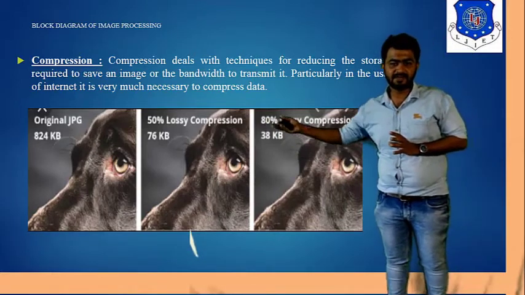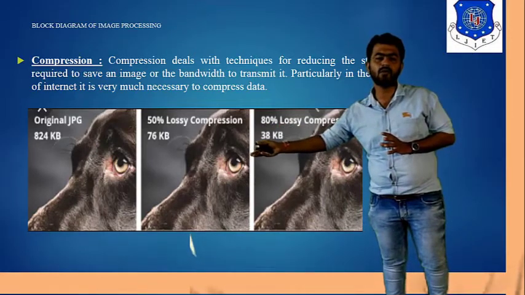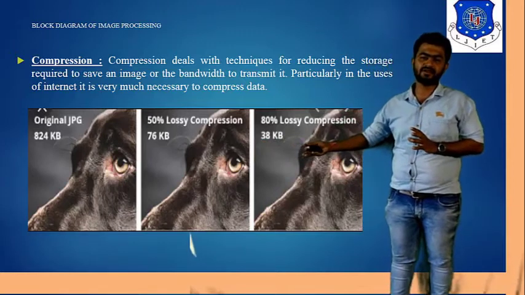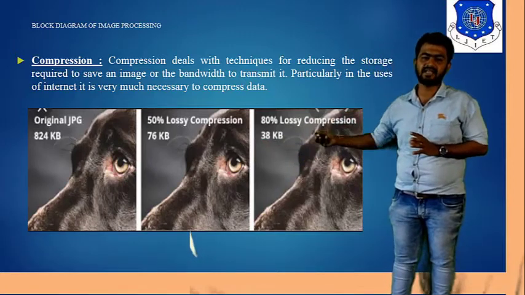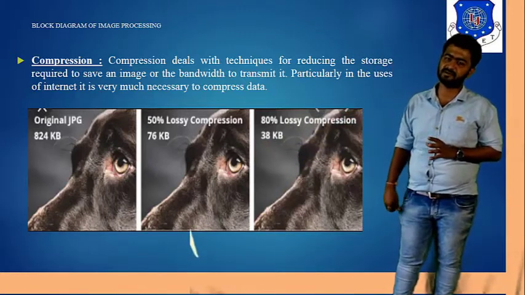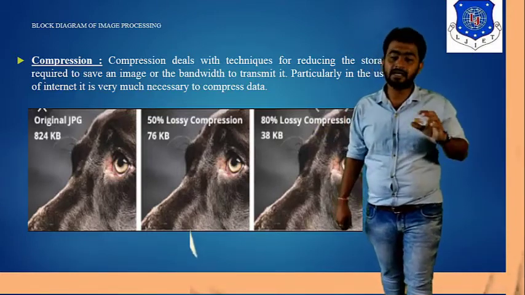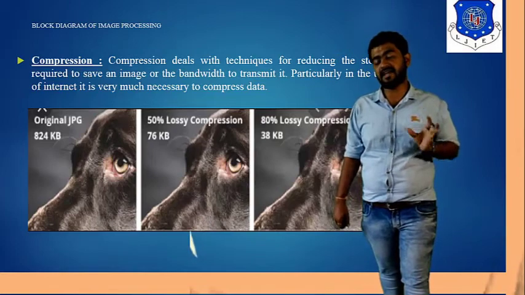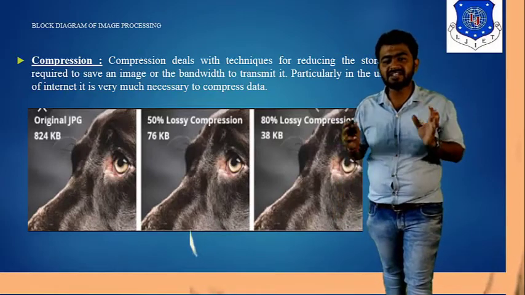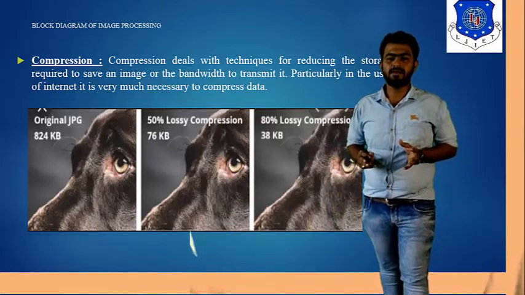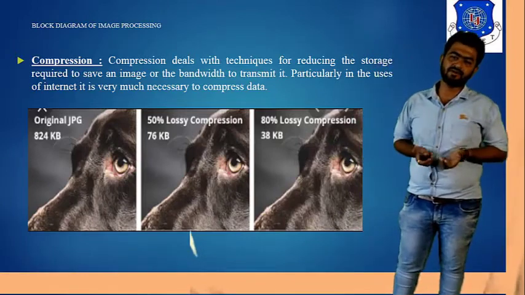So as you can see, we reduce the original image size from 8 to 4 KB. With the help of 50% lossy compression, it became 76, and with the help of 80% compression, it became 38. So this is possible with the help of compression, but make sure it is based on the image quality that we have, right? So compression plays a main role, fine, when we discuss the transmission of the data.